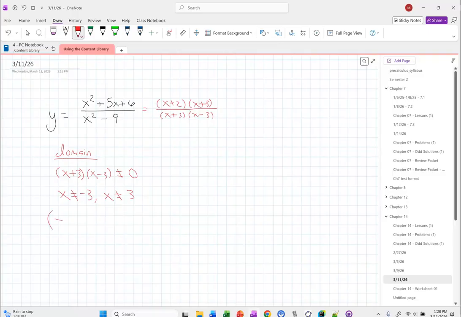Negative infinity to negative 3, then union, negative 3 to positive 3, and then union, 3 to positive infinity. Do we need to put the positive in front of the infinity?